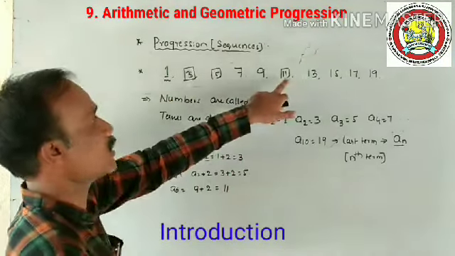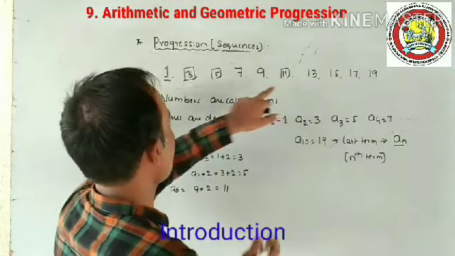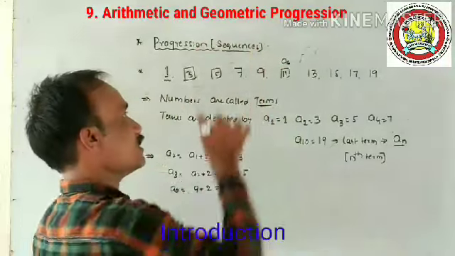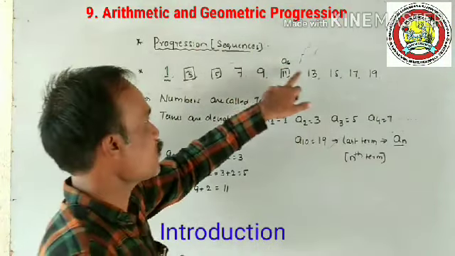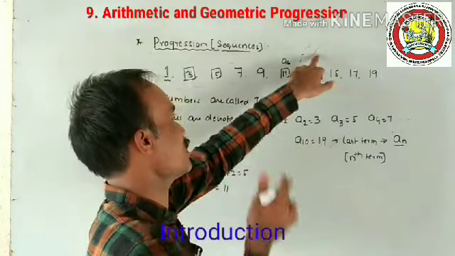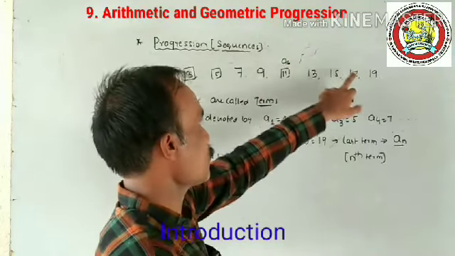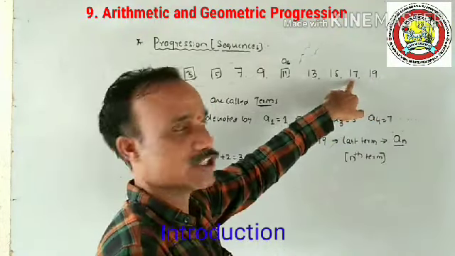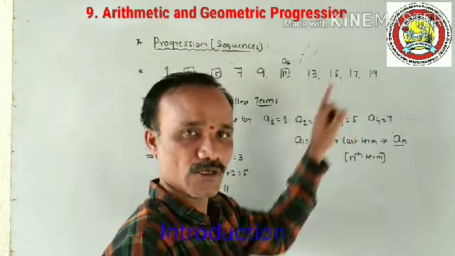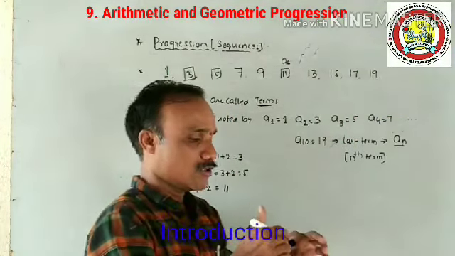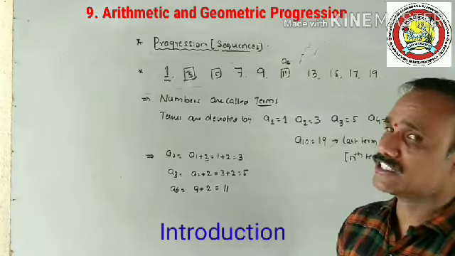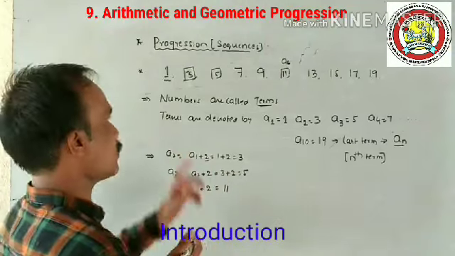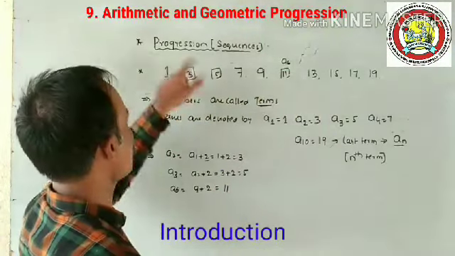Suppose we are going to calculate a6, the preceding term is a5. Suppose we are calculating a7, the preceding term is a6, plus 2. Suppose we are calculating a10, the preceding term is a9, plus 2. Then we will get the succeeding term from the preceding term. So each succeeding term is obtained by adding 2 to its preceding term. So this is called progression.